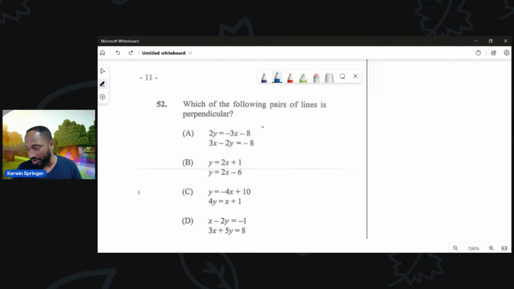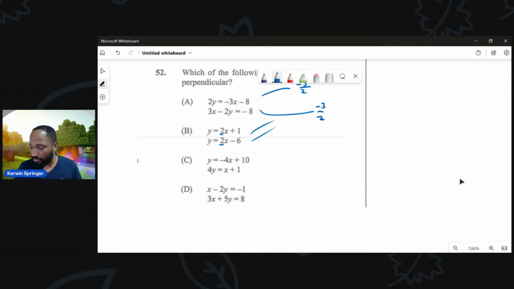So this is really, the gradient here is really negative 3 over 2, you understand? Because I divide by the y. What's the gradient here? Change the sign on this, so this is negative 3, and I divide by negative 2. Are you catching what I'm saying? This is not perpendicular. For the gradient to be perpendicular, it has to be the negative reciprocal. This is 2 and this is 2, same gradient. Them lines are parallel.